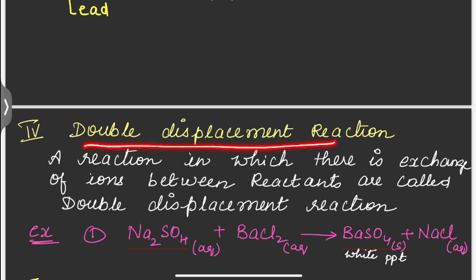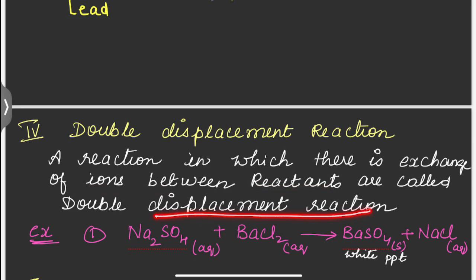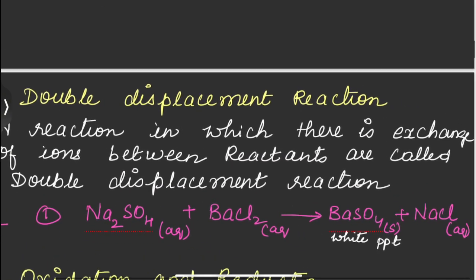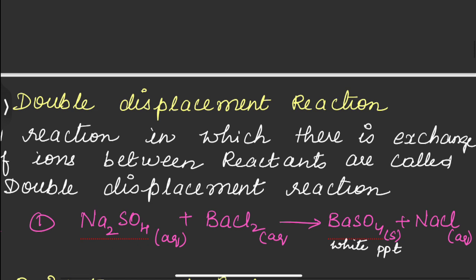Double displacement reaction means exchange of two ions will take place. A reaction in which there is exchange of ions between the reactants is called a double displacement reaction. For example, here we have taken sodium sulfate. Sodium has a plus sign, sulfate has a minus sign, so it is 2 minus. Similarly barium has a 2 plus sign, and chlorine has a minus sign.